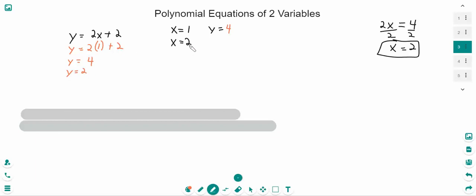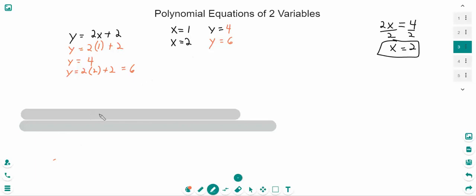Now we plug in this 2 for the x plus 2. And this is going to be equal to 2 times 2 is 4 plus 2 is 6. So y is equal to 6 in this case. So when x is 2, y is 6. When x is 1, y is 4.